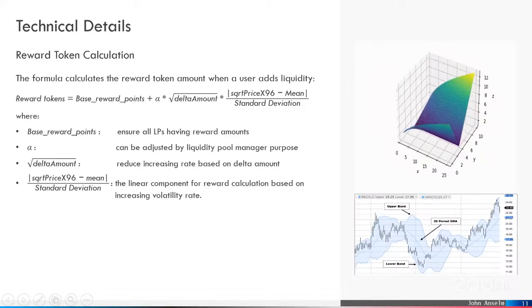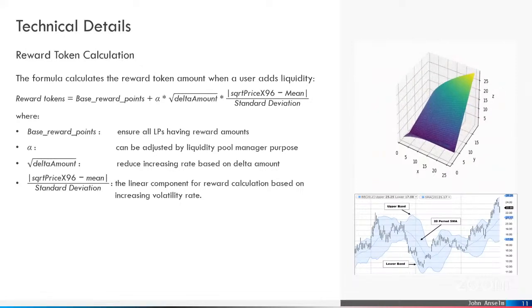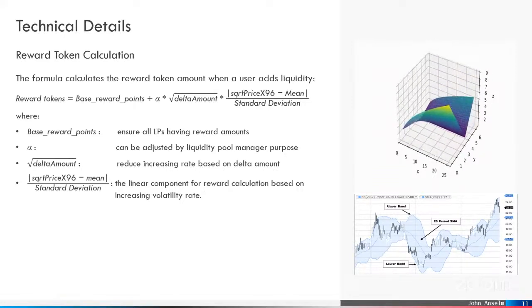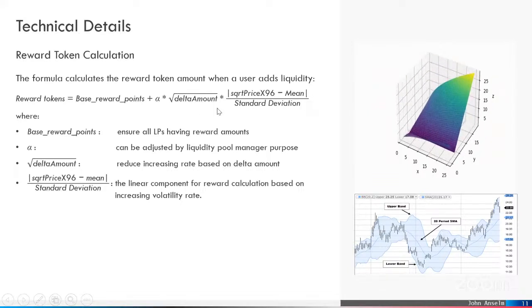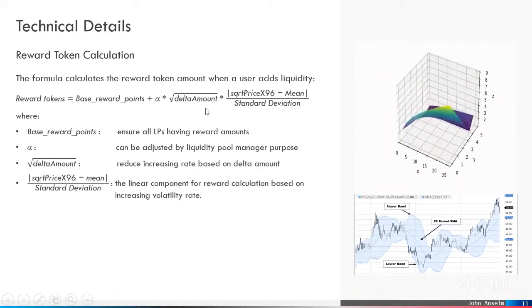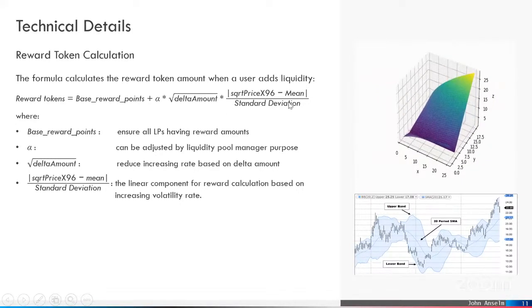After proof, we submit the mean and standard deviation to the Rabbit service, and we update them into the Hook smart contracts to calculate reward tokens when a user adds liquidity. You can see the formula like that. Reward tokens equals base reward points plus alpha multiplied by the square root of delta amount multiplied by the absolute value of square root price x96 minus mean, divided by standard deviation.